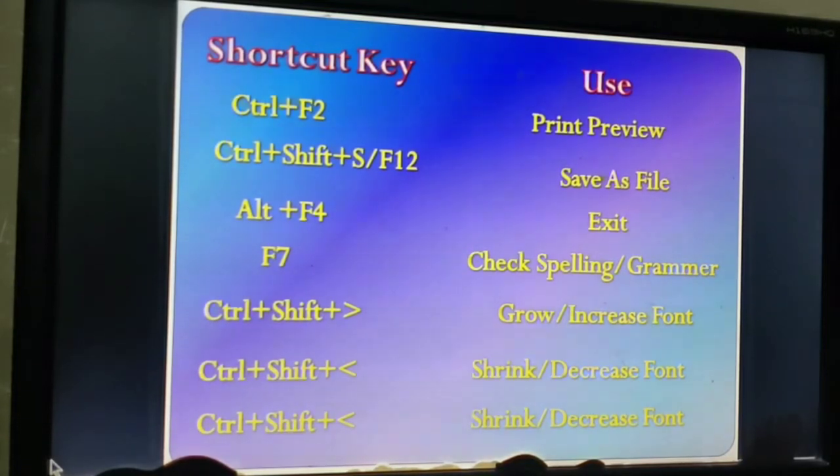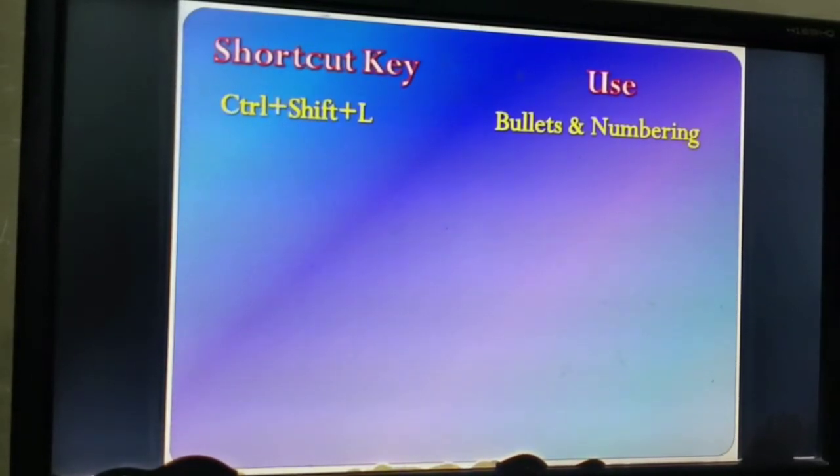The next is Ctrl plus Shift plus L. It is used for bullets and numbering. If you want an unordered list, you can use the shortcut key Ctrl plus Shift plus L. By default, a bullet will be there. Next is Ctrl plus equal to for subscript. Subscript, like if you are going to type an equation like H2O, to make the 2 below the line, you need to apply the subscript option.